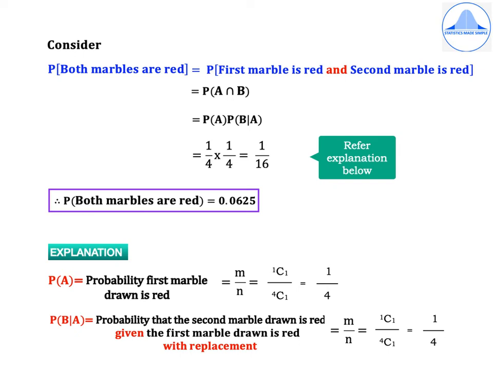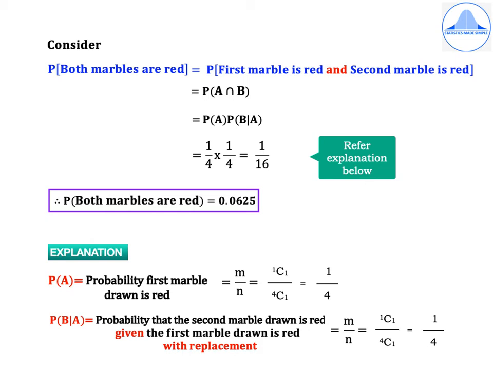Now apply the multiplication theorem of probability, which is equal to P of A into P of B given A. Now how do you calculate P of A and P of B given A? For that, look at the explanation below, which I have highlighted in green color.